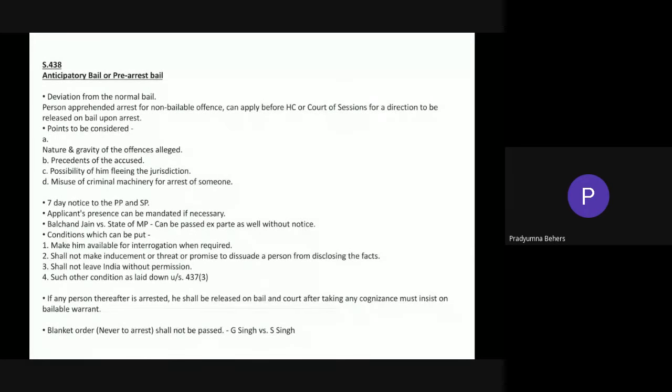So if a person is apprehending arrest for a non-bailable offence, another thing you have to make clear is that no anticipatory bail can be granted in cases of bailable offence. A person who is apprehending arrest, and there must be a reasonable apprehension of being arrested in a non-bailable offence, can apply before the High Court or the Court of Sessions for a direction to be released on bail once he is arrested. This is nothing but a direction of the higher court that once the accused is arrested, he shall be released on the conditions laid down in the anticipatory bail.